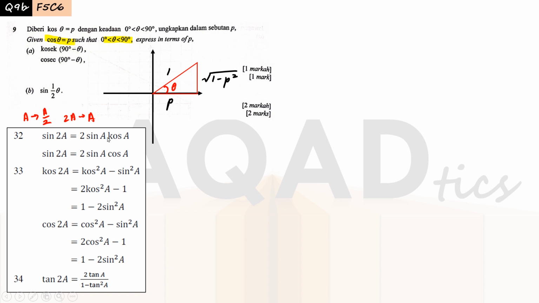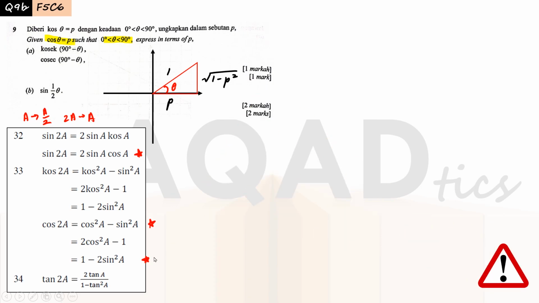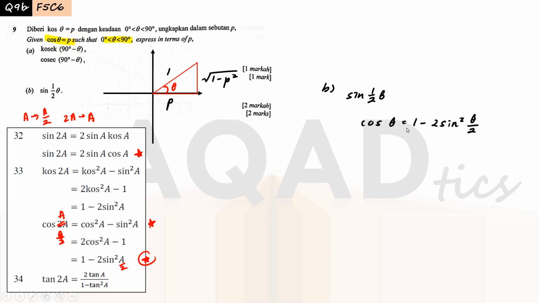Alright, so if we scan through all, the ones that have sine would be this formula, and this formula, right? So among these three formulas, let's choose the one that has the least trigo functions. For the first one, we have 1, 2, 3. Second one, we have 1, 2, 3. Third one, we have 1, 2. So we should use this one. To avoid confusion, all the a's we divide by 2 first. And then let's use it here.